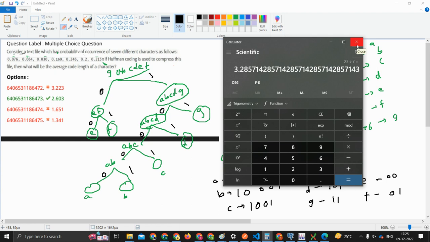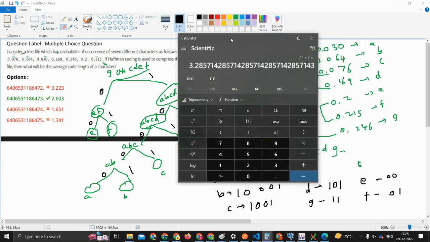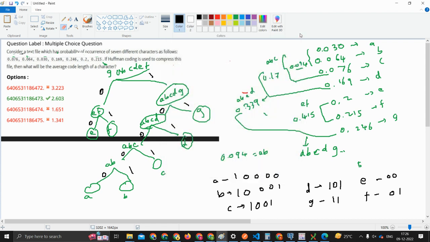Why is it 7? The average length, right? No, 7 means there are 7 characters. That's why. Correct, 7 characters. It should have been coming out correctly, but it is not the case here. 3.28. We must have done something wrong in this, or it might be the case, although less likely, that the answer itself is wrong. So we missed something here.